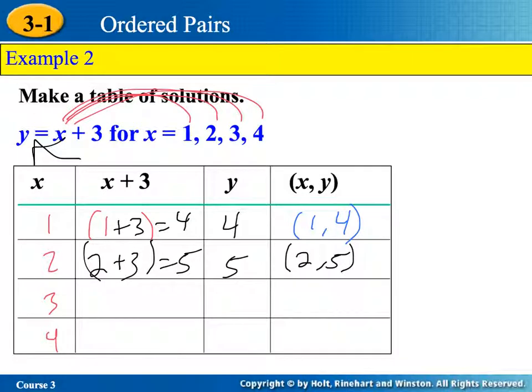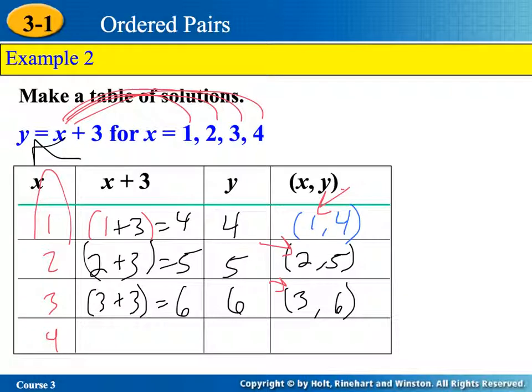Plug in 3 for x. So I get 3 plus 3 is equal to 6. 3 plus 3 is 6, so my y is 6. My answer, (3, 6). How do I get this 1, this 2, and this 3? That's the number I plugged in, which is right over here. What I plugged in, my x, is known as my input, my y is known as my output.